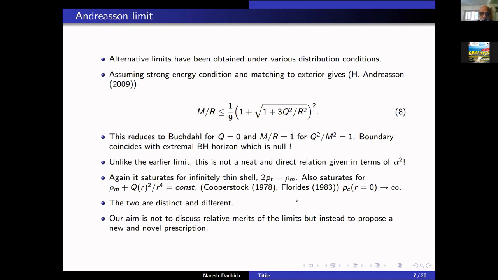This again saturates for a thin shell where twice the transverse pressure equals the matter density. It has earlier also been considered that the saturation is where rho m plus Q squared by R^4, that is the matter density and the density due to the electric field, are constant, by Cooperstock and others, demanding that the central pressure goes to infinity. So the two limits are distinct and different. And here we are not concerned about the relative merits of this. Rather, we would like to focus on a new prescription for the Buchdahl sphere. Next.